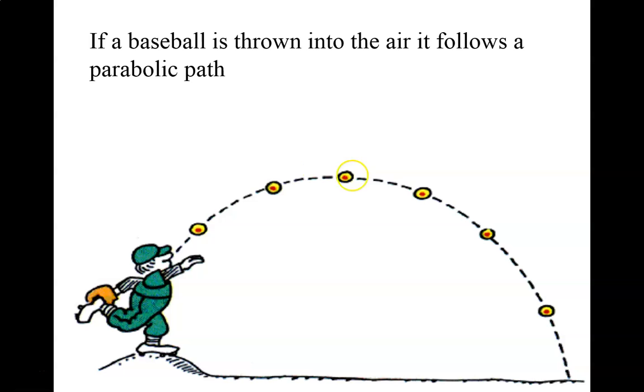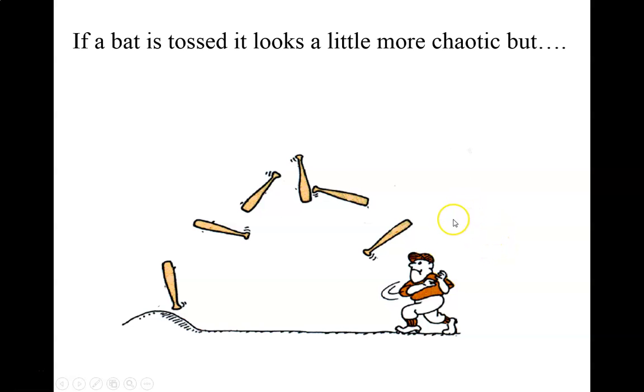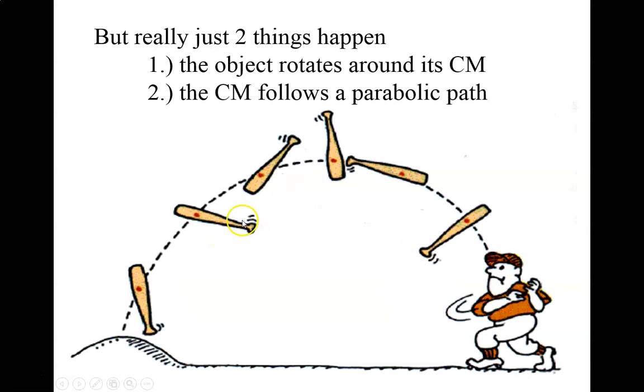If you were to throw a baseball in the air, the baseball would follow a parabolic path. If you were to throw a baseball bat in the air, which I don't recommend, it would look a little bit more random, the motions of the bat. But really, what it's doing is two things at the same time. It's rotating about its center of mass, okay, which is towards the fatter end of the bat. Okay, so we've got this thin handle, and we've got this fat end, so the center of mass is shifted towards that fatter end. And so it's rotating about its center of mass, and that center of mass follows a parabolic path just like the baseball did.